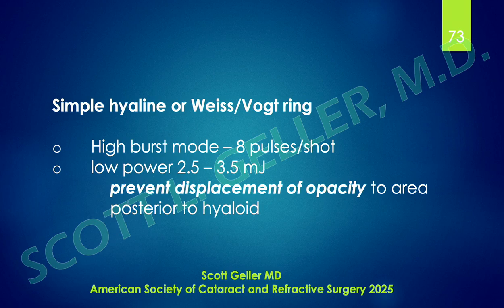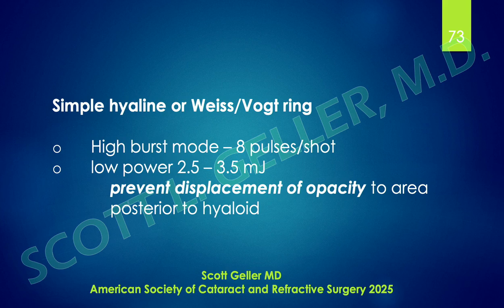So anyway, with the simple Hyalin opacity, I use a high burst mode up to maybe 8 pulses per shot or trigger pull. Low power is important in these things. The reason you have to use a low power is you titrate the power just enough to get an optical breakdown phenomenon that will start to dissipate the opacity. Some opacities can be dissipated at much lower power. Others take a little more power depending on what they look like.